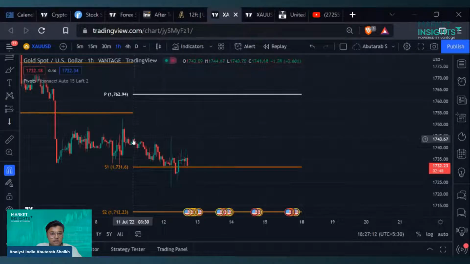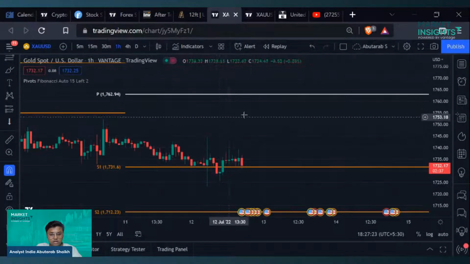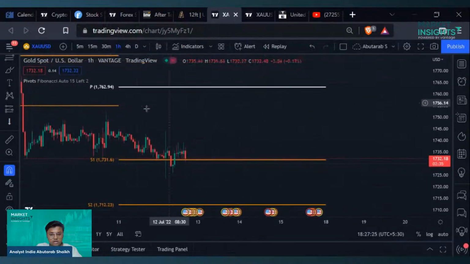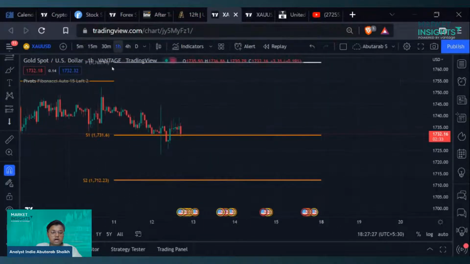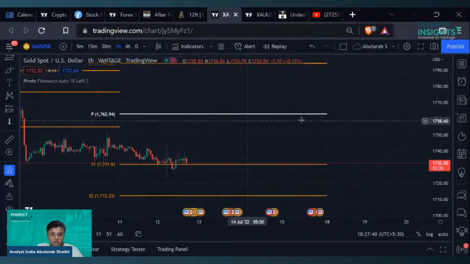And this is the level where we started our journey for today. This is the level, 11th July 4:30, 5:30, 7:30. So this is a daily time frame only. This is an hourly time frame, and this is a daily pivot. This is called a pivot. We are seeing it in white, and you are seeing P as the pivot. This is called the pivot point.